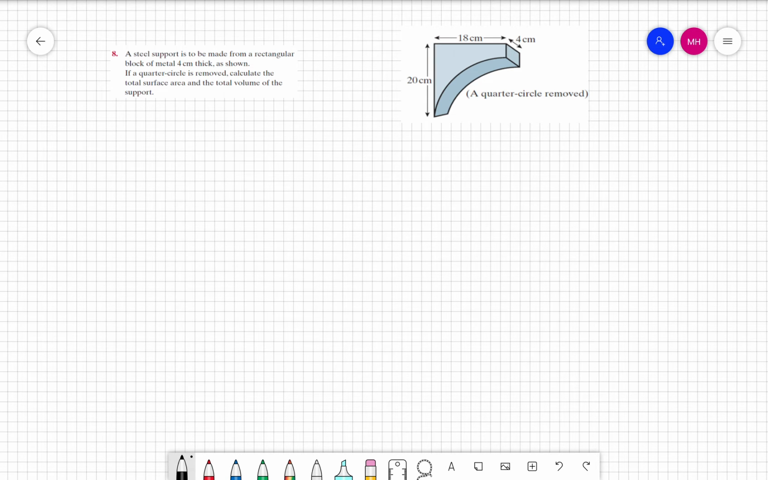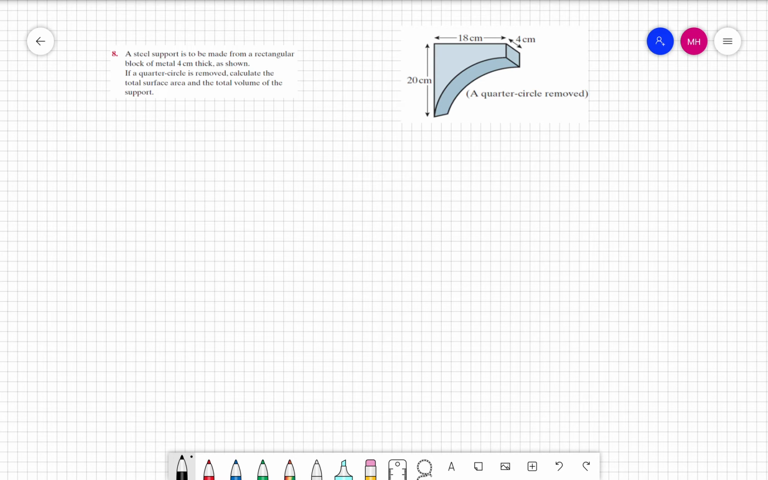Okay, so this is question 8. A good number of people asking about how to do this one. So you have the steel support. It's made from a rectangular block. Notice it's rectangular, not square. So that's just something to notice as you're working through the question.